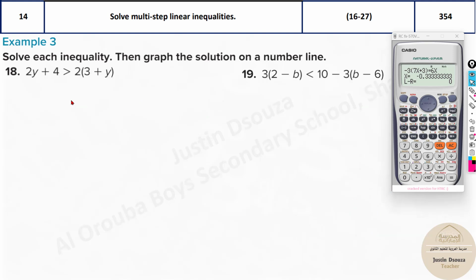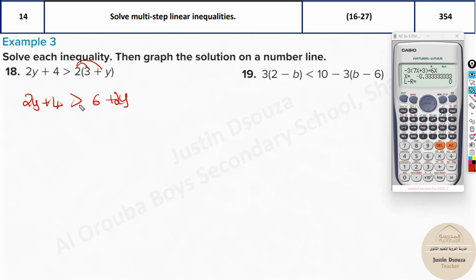Let's do another two variable problem. You can see over here there are two variables. Now, how would you solve this? First, apply the distributive property. Left side, nothing is there. It will be 2y plus 4. But here, multiply 2 both the sides. It will be 6 plus y. Sorry, 6 plus 2y.